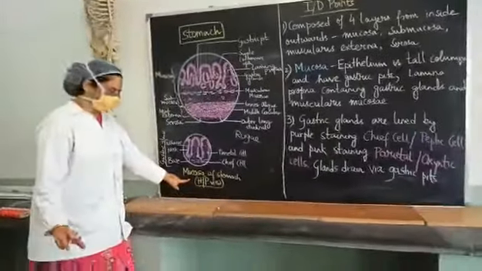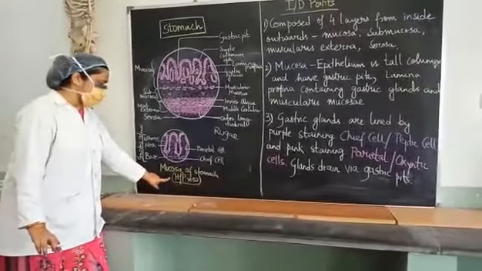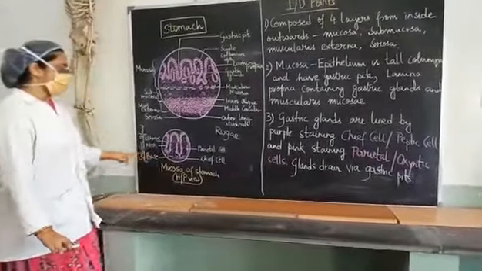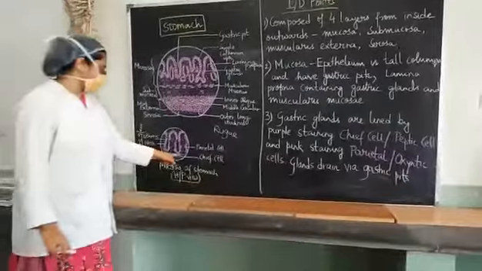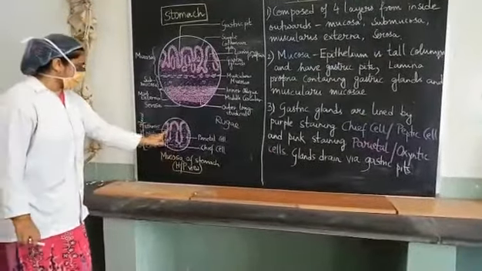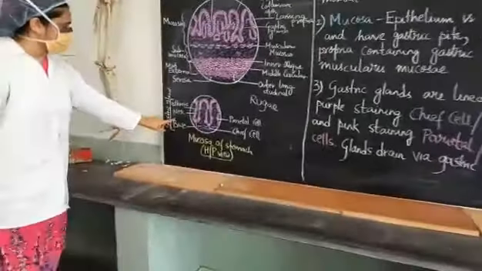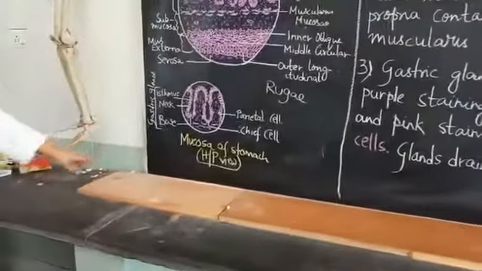Here you can draw separately another view. This is the high powered view. Under high powered view only you can see this variety of cells. So this is one gland, this is another gland.